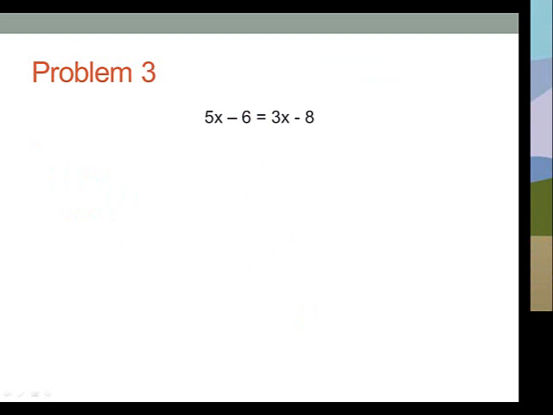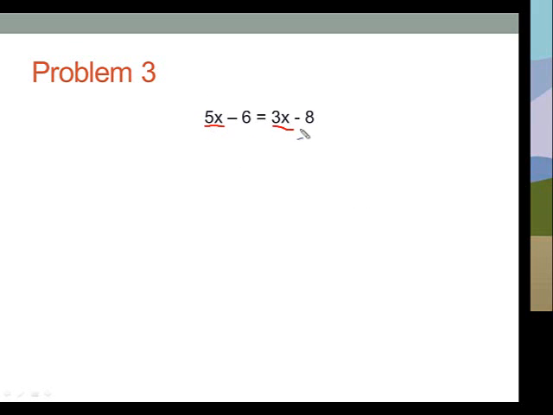Now, here's the most complex problem we're going to go through today. And it actually isn't that hard. It just makes itself look hard by having the variable on both sides. So, let's solve this one in blue. So 5x minus 6 equals 3x minus 8.